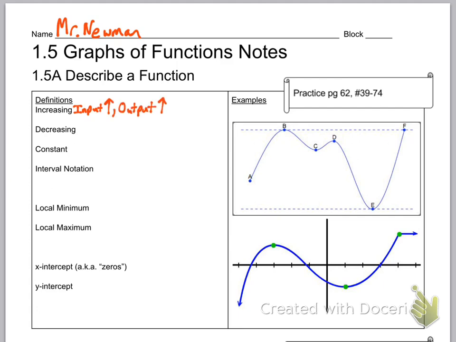There are a handful of words that we use that are usually related to the graphs. For example, if you talk about increasing, that means as the input increases, the output should increase. In other words, if the x increases, the y should increase, and this always on the graph looks like going up whenever you're going to the right.